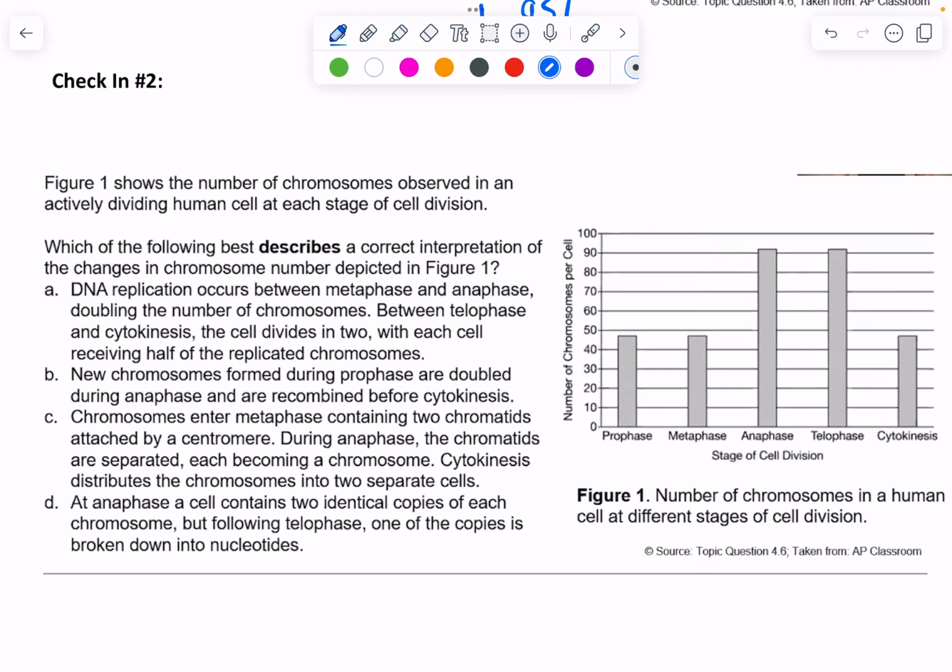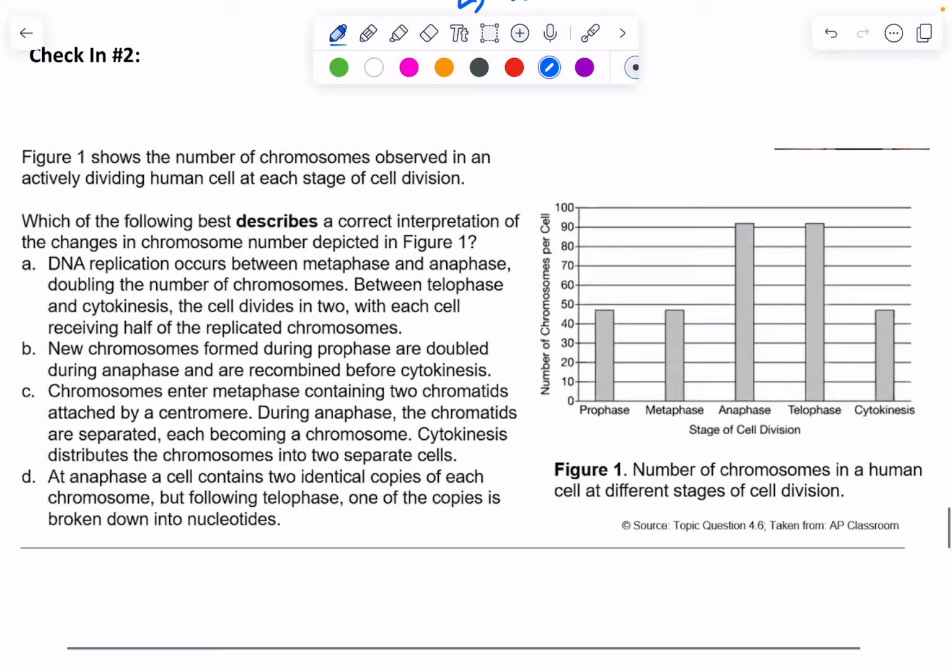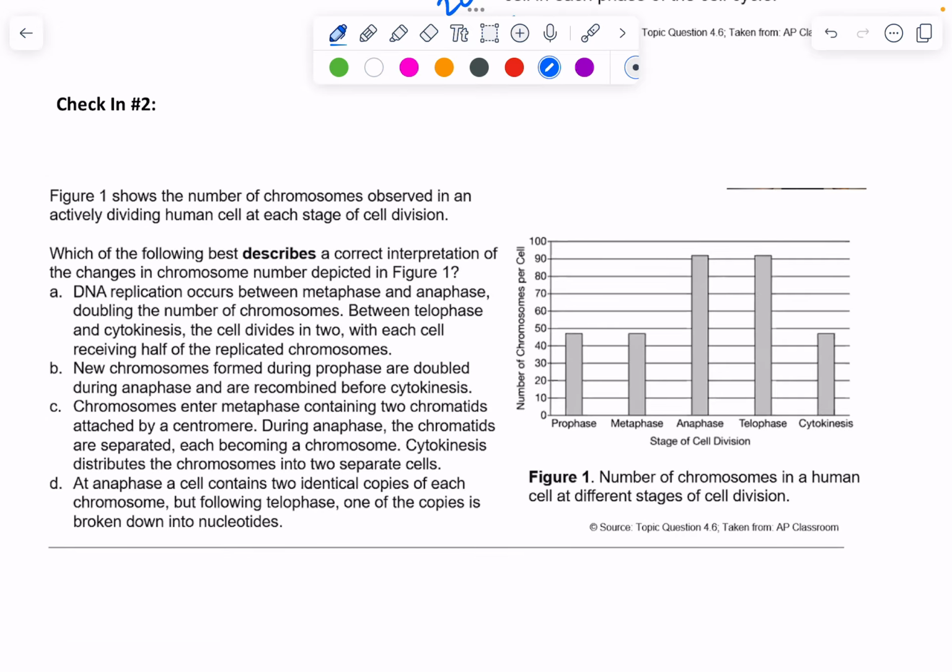If we look at the second check-in question, figure 1 shows the number of chromosomes observed in an actively dividing human cell at each stage of cell division. Which of the following best describes a correct interpretation of the changes in chromosome number depicted in figure 1? So we have prophase. It looks like we have about 46 chromosomes. This looks like a human. Metaphase, we have the same amount. And then anaphase is where it looks like it jumps up.